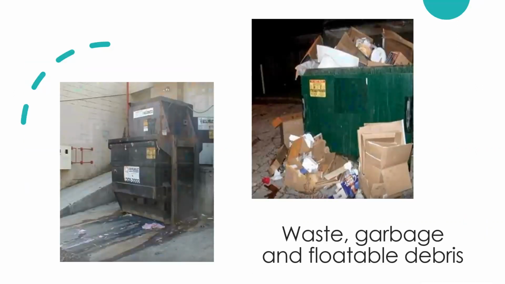Another big issue is waste, garbage, and floatable debris, and we see this everywhere. You want to have a lid on your garbage. Again, you want it to be sealed so that it's not leaking. We've got here two issues where there's a lot of leaking. They're overflowing their cans. It looks like the compactor on the left probably has an issue as well. So that's important to get maintained regularly.